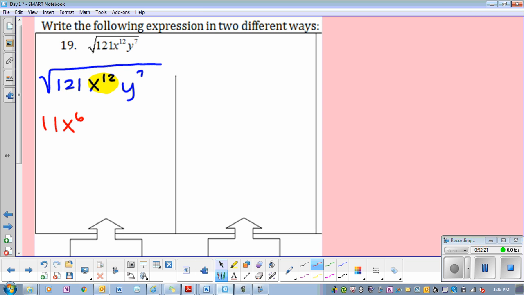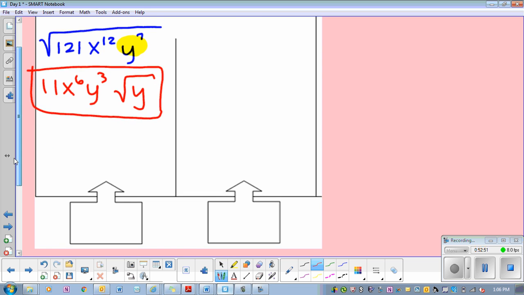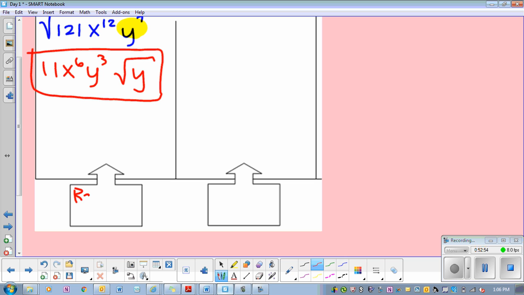If you have 12 x's inside, how many groups of 2 can you get? 6. Okay, so now let's look at y's. If you have 7 y's, how many groups of 2 can you get? 3. But you have some left over. 1 left over, so that has to go back inside. Good. And so there you go. That's it for that one. This one is the radical form.